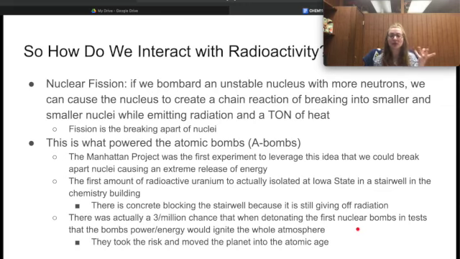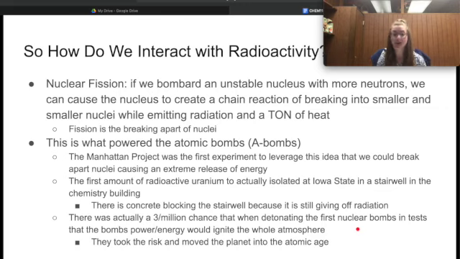So if you have one big nucleus, you break it apart into at least 2 things, you've got fission going on. So this is actually what powered the atomic bombs, or A-bombs, that we created. So the Manhattan Project was the first experiment to actually leverage this idea that we could break apart nuclei, causing an extreme release of energy, right? So these were the people that studied and discovered that we could build these atomic bombs and tested to see how dangerous they could be.